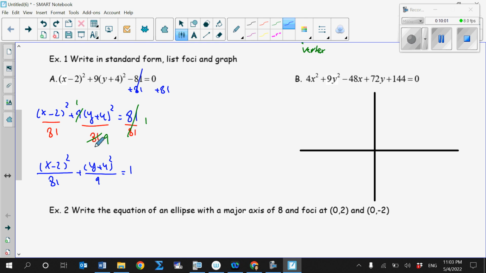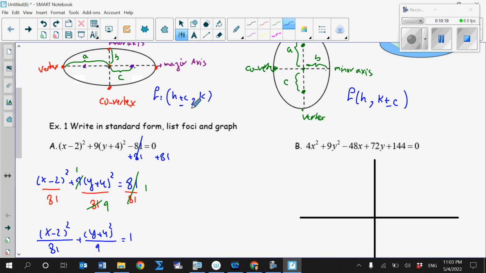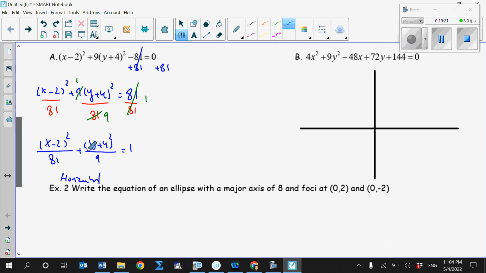Okay, so now let's see if we can find the focus points. First of all, we know that this is a horizontal ellipse. Why? Because the bigger number is under x. So this is horizontal. That means focus points can be found using h plus and minus c, and k. So do I have h and k? Yes.